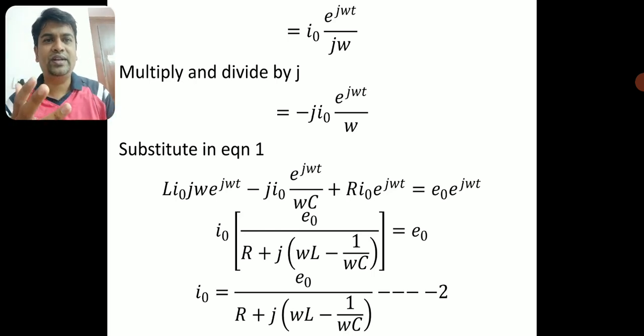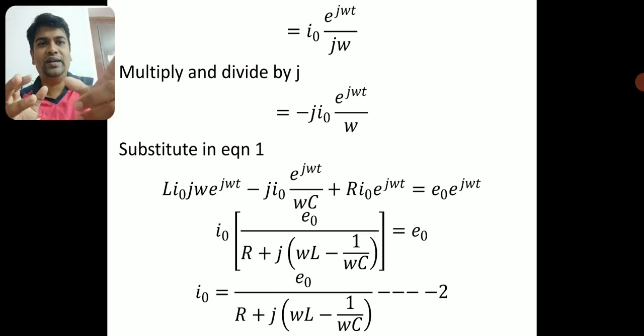It is directly written over there. So if I take I naught, it is R plus j into omega L minus 1 by omega c. Now if I take I naught in that first equation, the big equation, on the left hand side as a common factor, it will be R plus j into omega L minus 1 by omega c. If I send it to the right hand side denominator, it will be easily E naught by R plus j into omega L minus 1 by omega c.